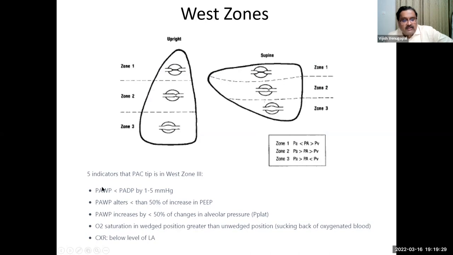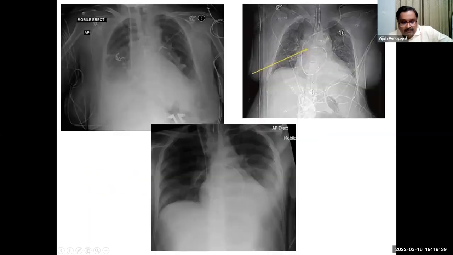And what are the indicators that the PAC tip is in West zone 3? The PA wedge pressure is less than the diastolic pressure by 1 to 5, and the wedge pressure alters less than 50% of the increase in PEEP.